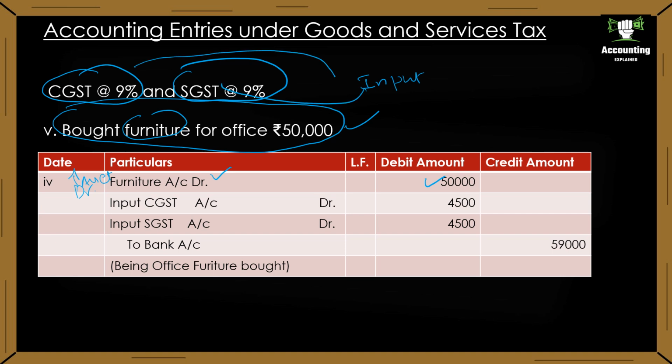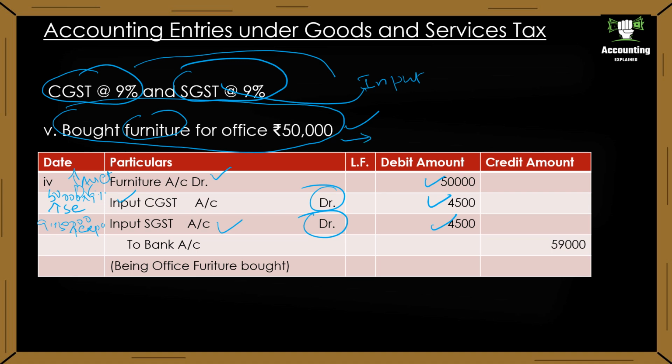So input CGST will be 50,000 into 9%, which is 4,500. Again, it's an expense. Input CGST, when you pay tax, the tax is an expense, and when there is increase in expense, you have to debit it. Similarly, input SGST is 9% on 50,000. It is a tax. Tax means increase in expense when you pay it. So, input SGST has to be debited with 4,500.